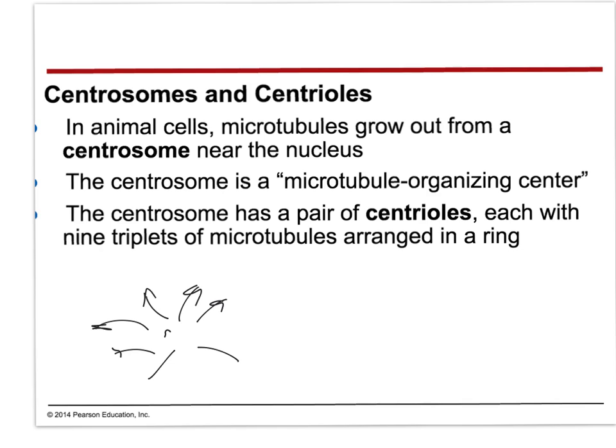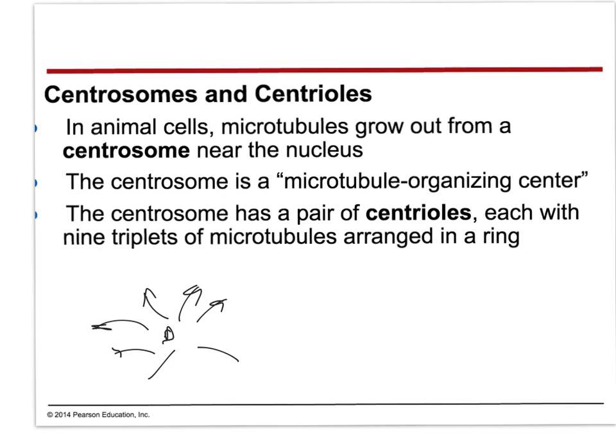Centrosomes and centrioles. In animal cells, microtubules arise from a microtubule organizing center called the centrosome. So here's your centrosome. The microtubules are going to radiate out from that point. So there's a starting point, and we know which direction to go.